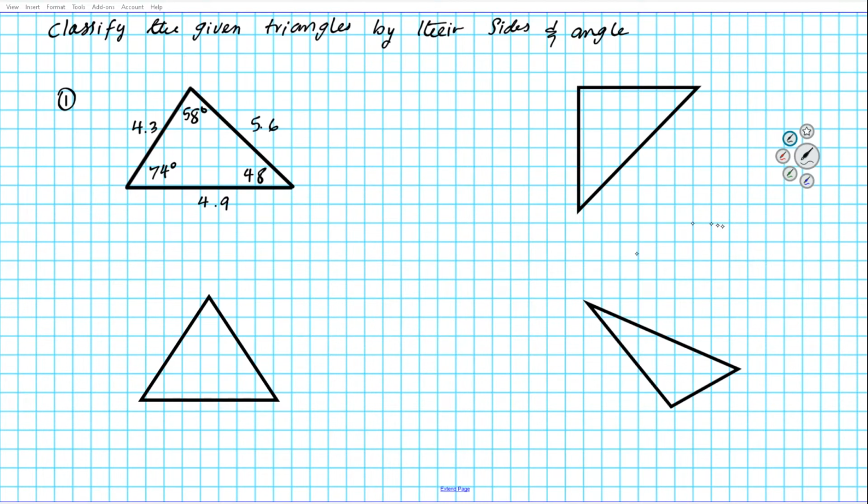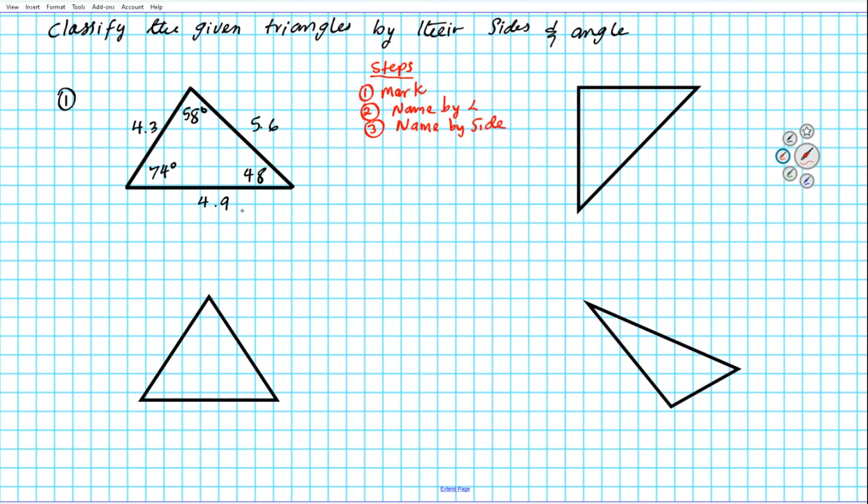All right, so here are the steps that we're going to follow to solve this problem. Let's put the steps right here. So first of all, we're going to mark the triangle if applicable, because some triangles don't have any marks in them. So you mark the triangle. Two, you classify by angle. And then third, you name by side.